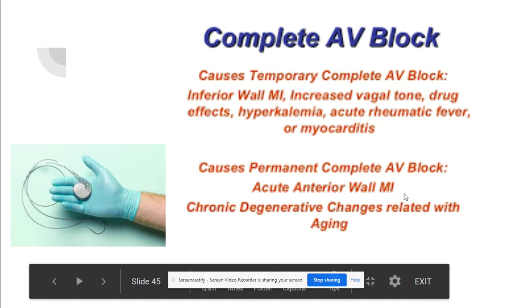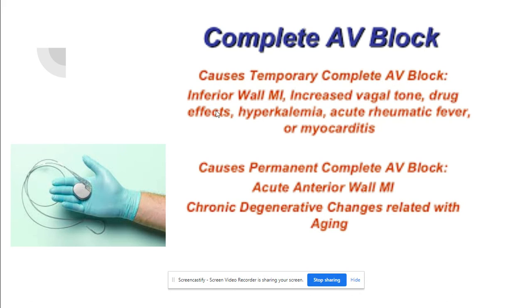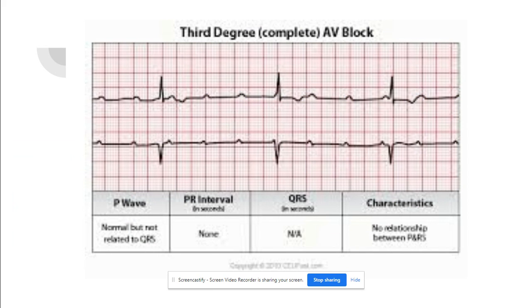Complete AV block can be because of an inferior wall heart attack, or MI, and drug effects, vagal tone, electrolyte imbalances, or even illness or infection of the myocardium. They are going to need a pacemaker at that point if it can't be corrected. Third degree AV block, again, here's another example of our P wave. There's a P wave, P wave, P wave, and so on. They're completely regular. The QRS is regular as well, although look at the rate of that QRS. It's very, very low. They are not working together.